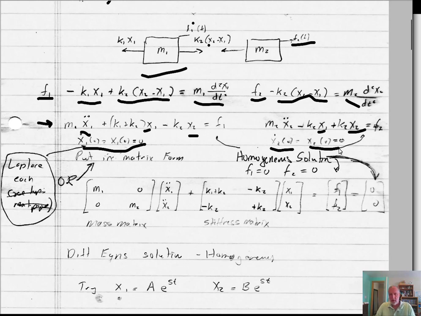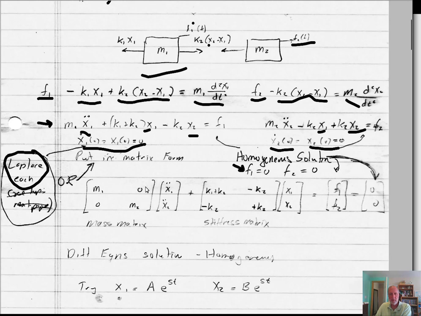So what we're going to look at first is the homogeneous solution, which is the unforced solution. So there's 2 ways you can solve this. You can Laplace each equation individually, and I'm going to show you that on the next page. So you just take the Laplace of this equation for x1 and this equation for x2. You have 2 algebraic equations and 2 unknowns.